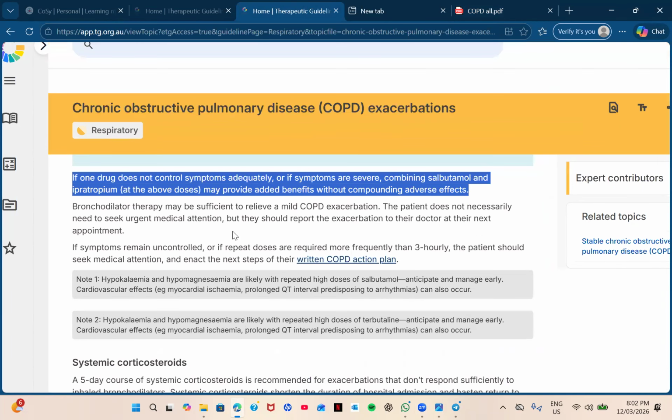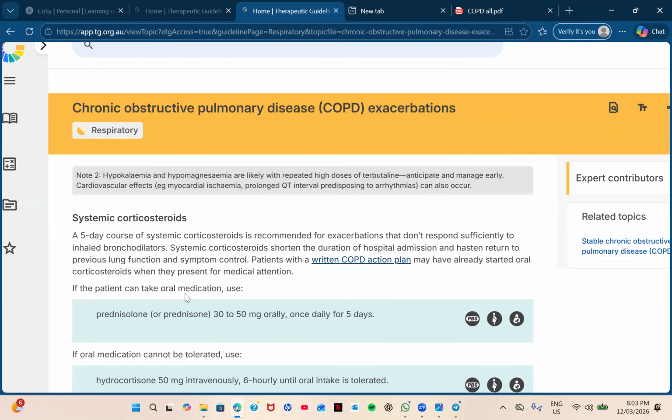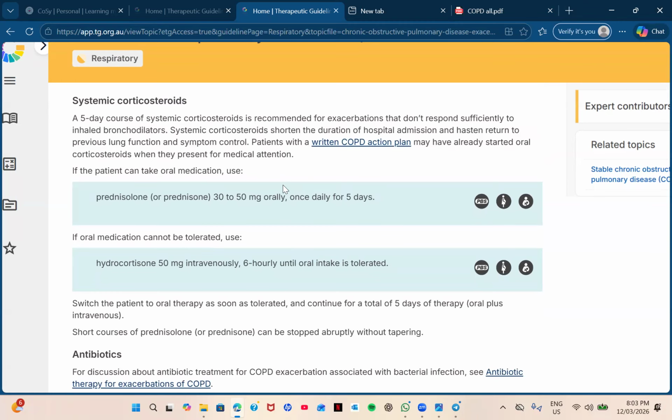Bronchodilator therapy may be sufficient to relieve mild COPD exacerbation. Then what do you know about systemic corticosteroid? A 5-day course of systemic corticosteroid is recommended for exacerbations that don't respond sufficiently to the inhaled bronchodilators. Systemic corticosteroids shorten the duration of hospital admission and help return to previous lung function and symptom control. Patients with a written COPD action plan may have already started oral corticosteroid when they present for medical attention.